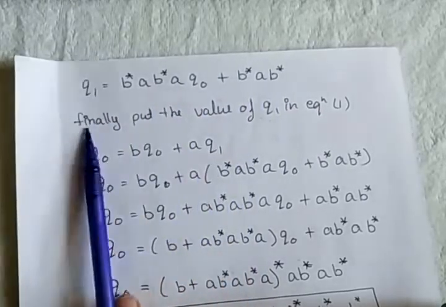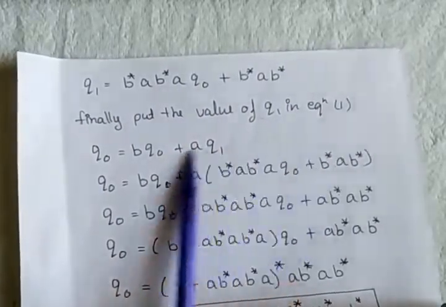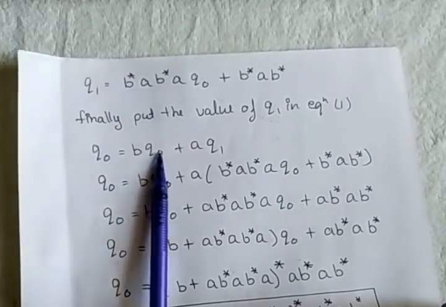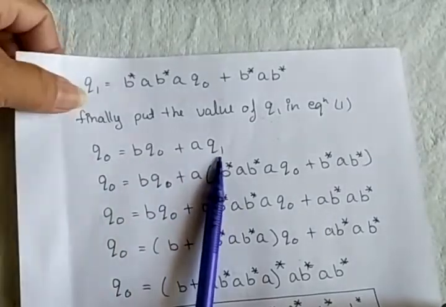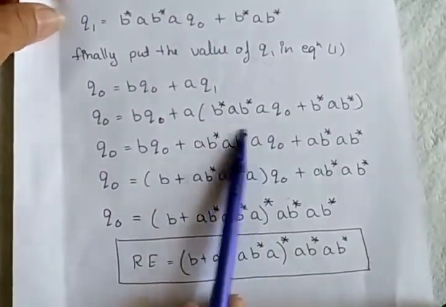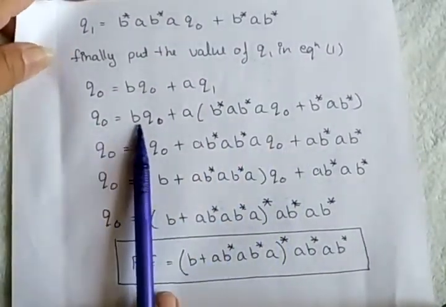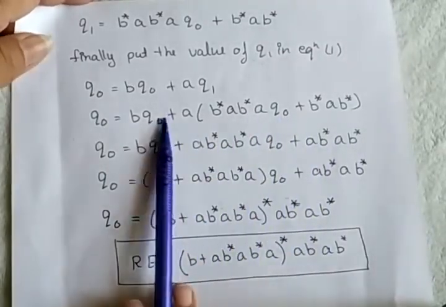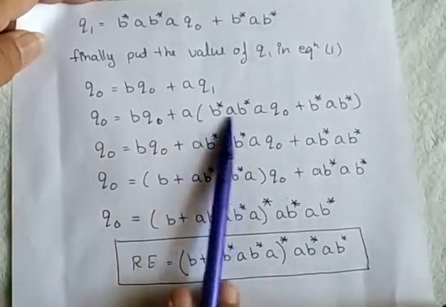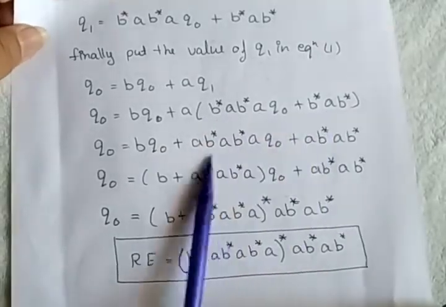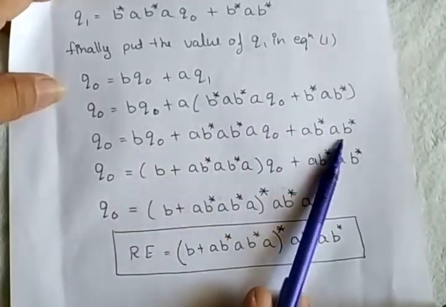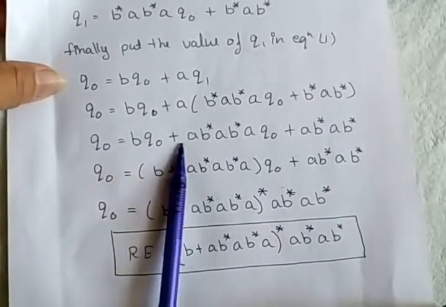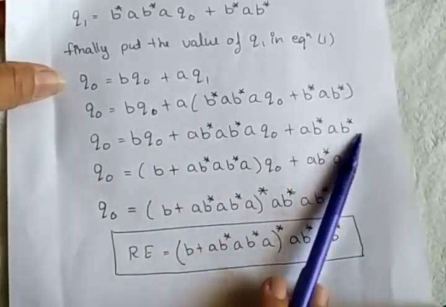And finally, put the value of Q1 in equation number 1. This is the first equation, BQ0 plus AQ1. Put the value of Q1 here. Then we get BQ0 plus A times the value of Q1. Open the bracket. Multiply A with these two terms. Then we will be having this. Again, this is in the form of x is equal to AX plus B.